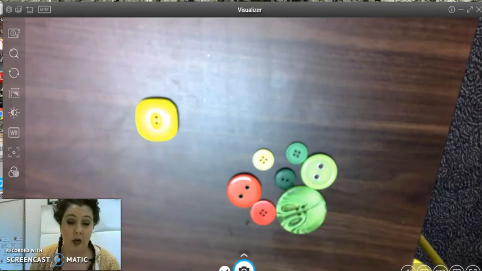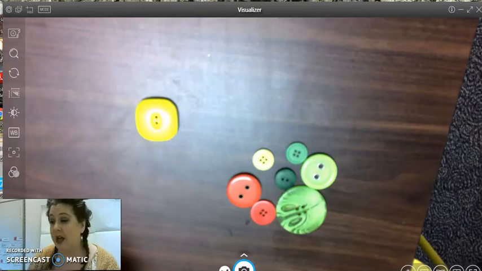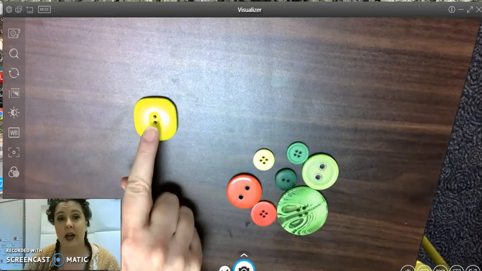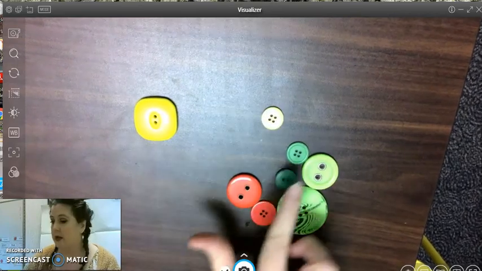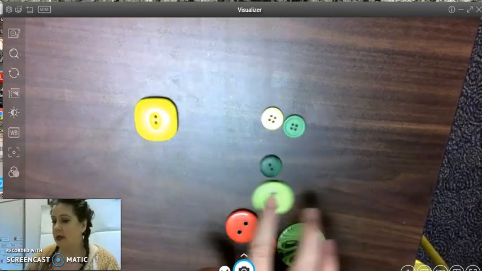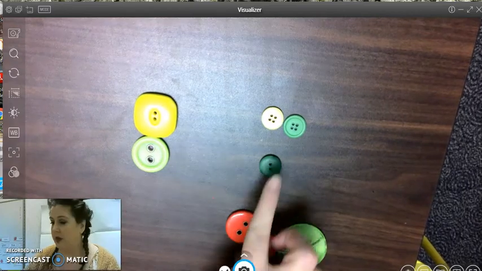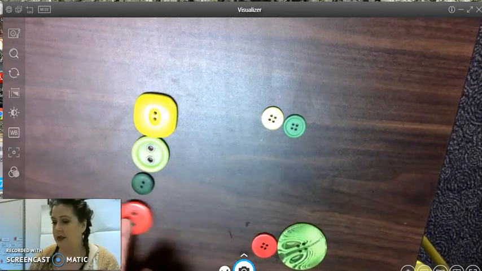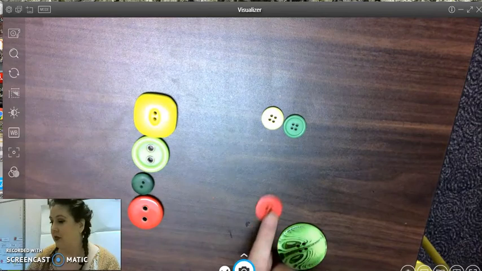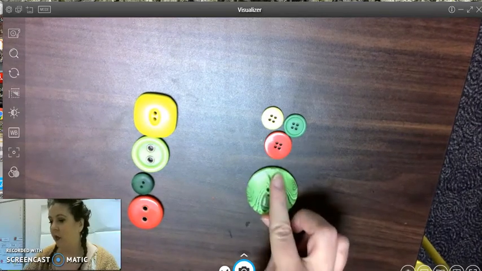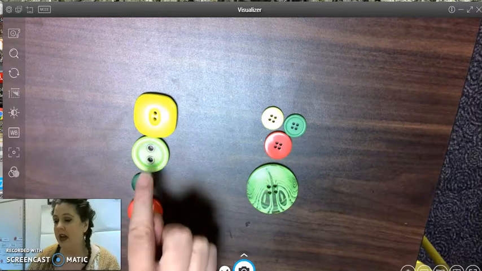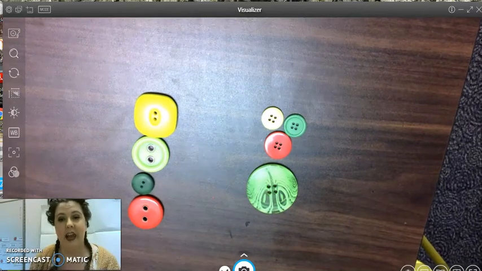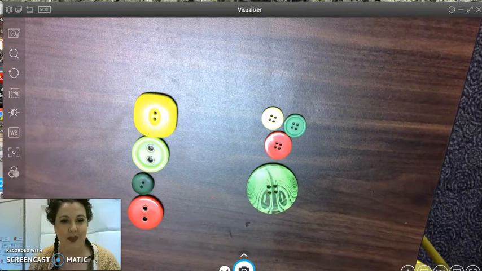I could also sort by the shape that is in the middle. So I have 2 dots, 4 dots, 4 dots, 2 dots, 2 dots, 2 dots, 4 dots, and 4 dots. So I could look at the shape that is in the middle and how many there are of those, and I could sort my buttons that way.